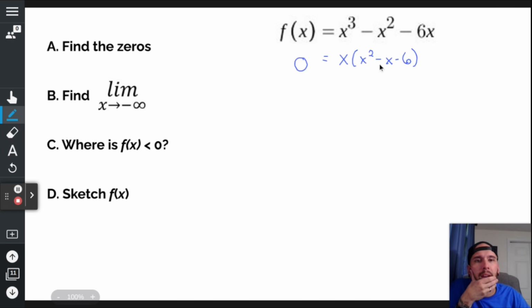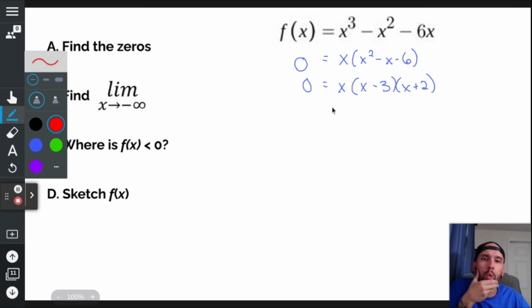Can I factor that any further? Sure can. 0 is going to equal x times x. Let me think. Two numbers that add up to -1 and multiply out to -6: -3 and +2. So I have three factors that contain x.